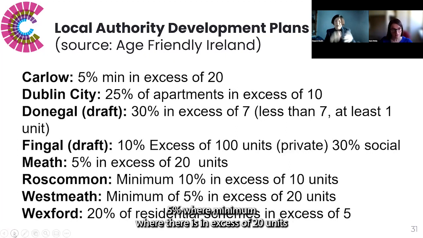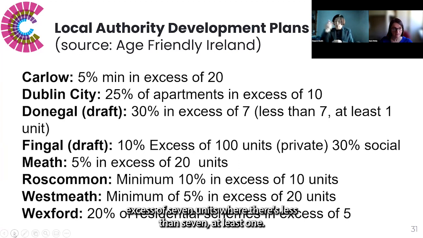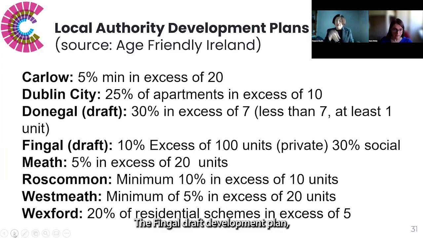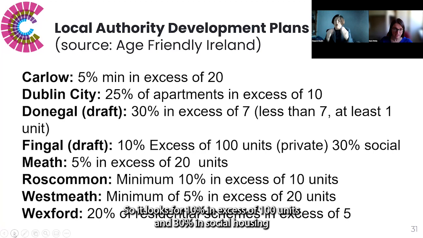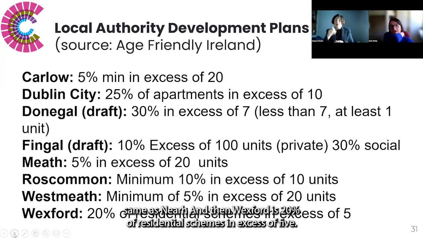In Carlow, it's 5% where there's in excess of 20 units. Dublin City applies to apartments, 25% of apartments in excess of 10. The draft Donegal development plan says there should be 30% in excess of 7 units, and where there's less than 7, at least 1. The Fingal draft development plan, interestingly, distinguishes between private and social housing. So it looks for 10% in excess of 100 units and 30% in social housing. Meath is 5% in excess of 20. Roscommon, minimum 10% in excess of 10. Westmeath is the same as Meath. And then Wexford is 20% of residential schemes in excess of 5.